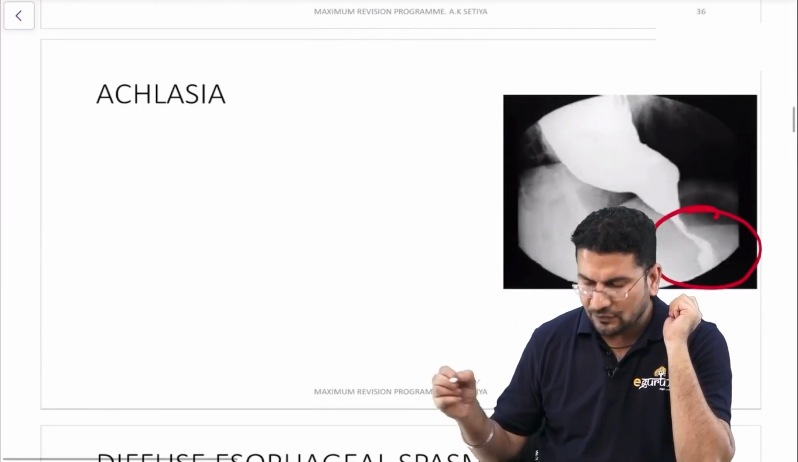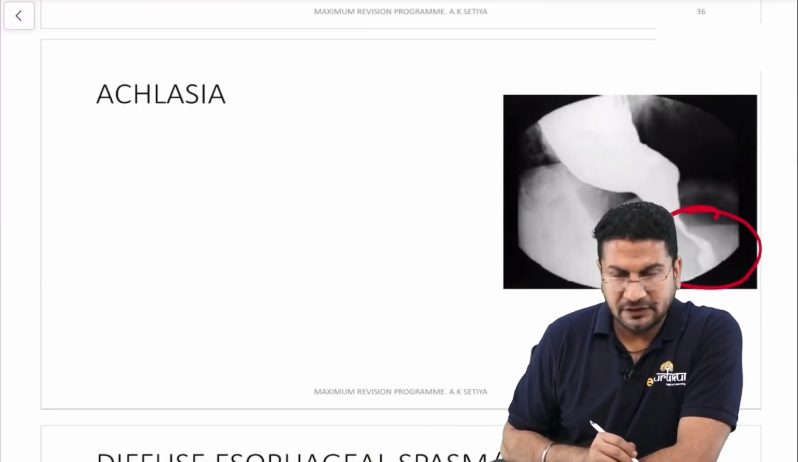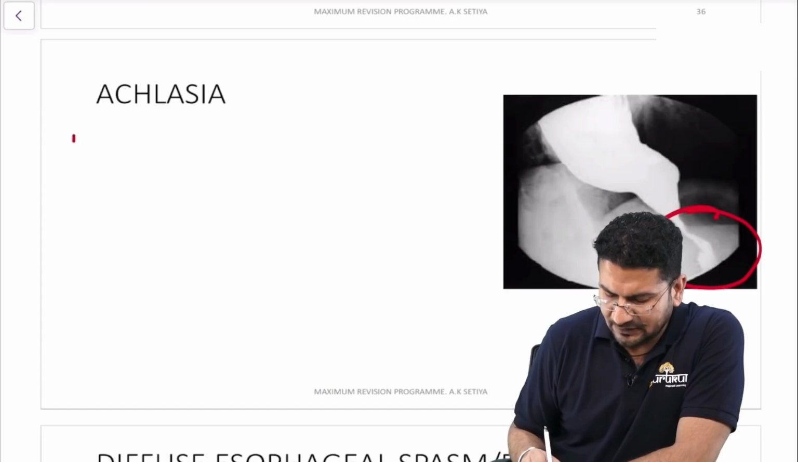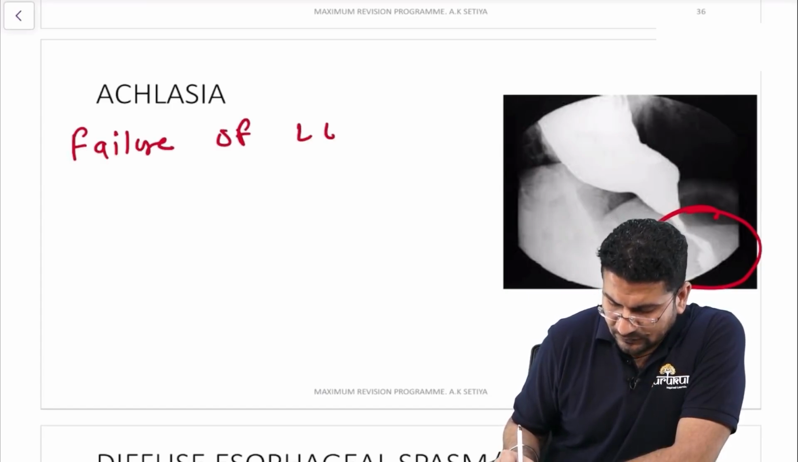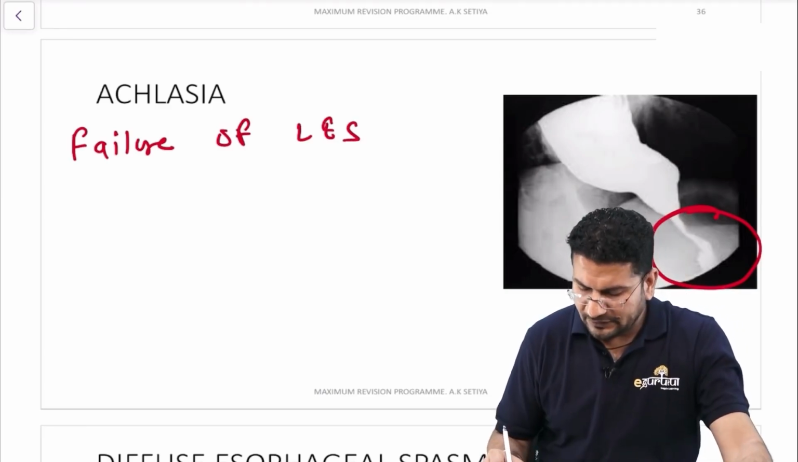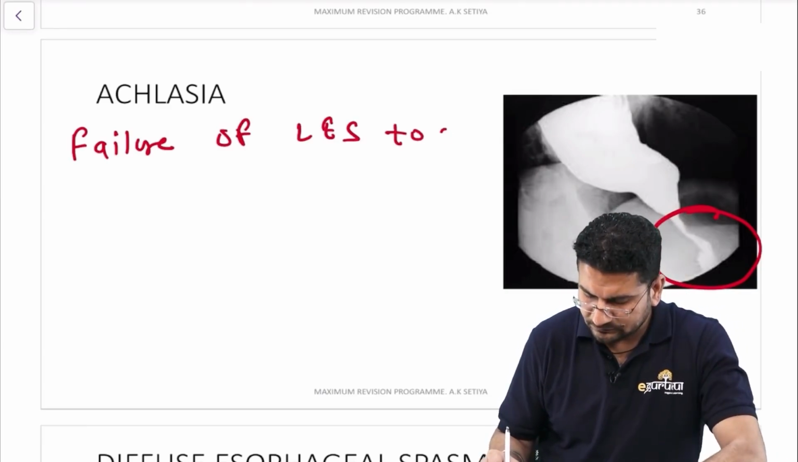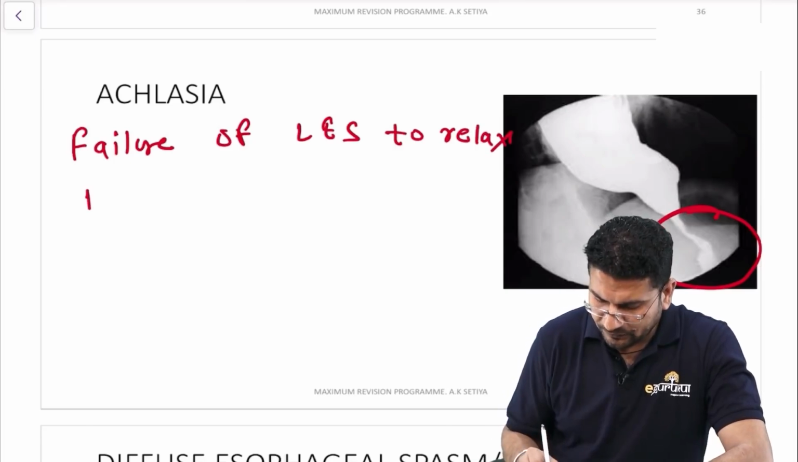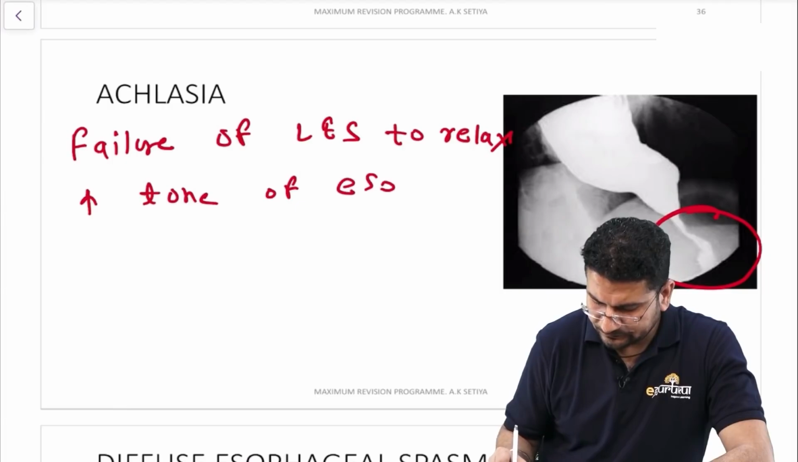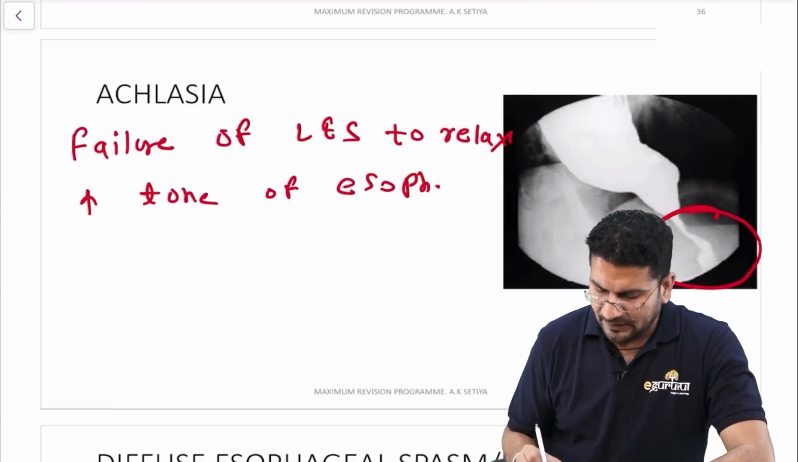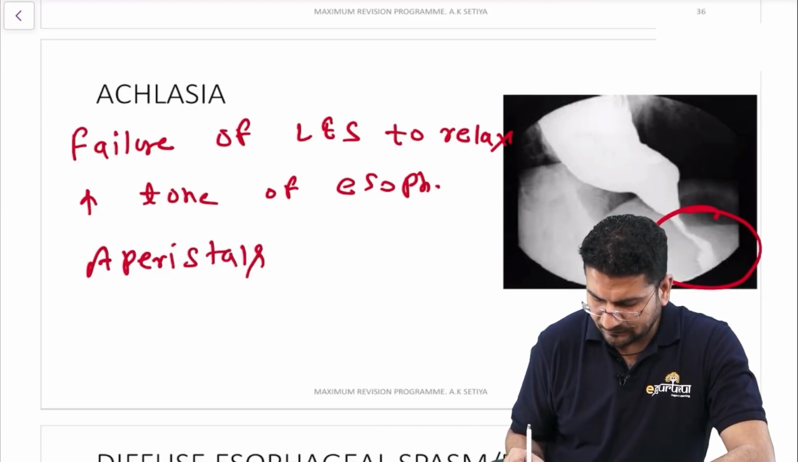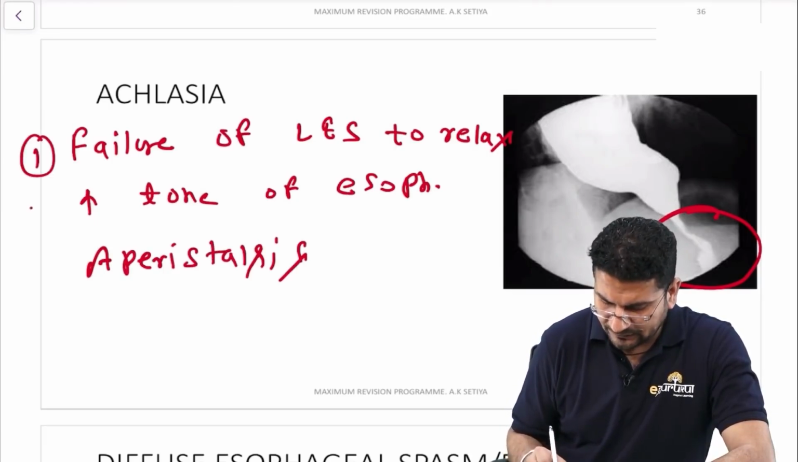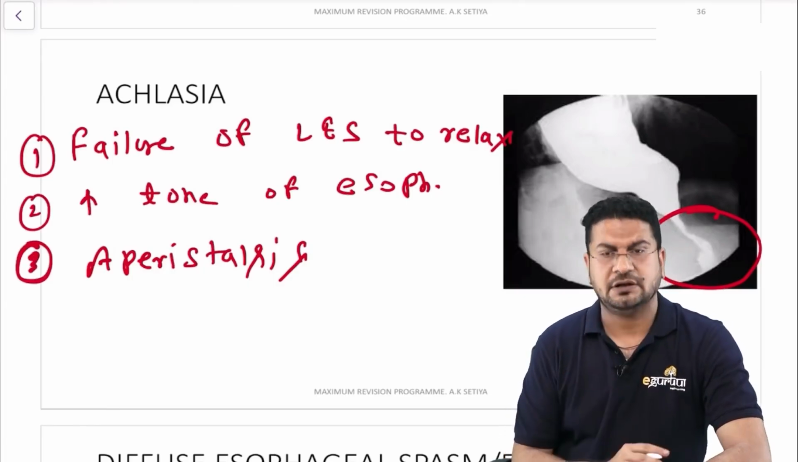Okay, you can see the image. We call this bird beak sign. Achalasia cardia: there is failure of the lower esophageal sphincter to relax. The lower esophageal sphincter will not relax. So what you will notice is increase in tone of the esophagus. There will be no movement in the esophagus, we call this aperistalsis. So I told you these three features, this is what we call the triad of achalasia cardia.